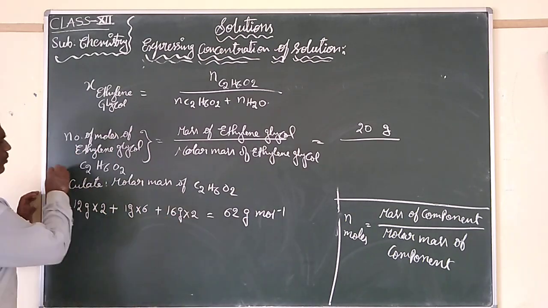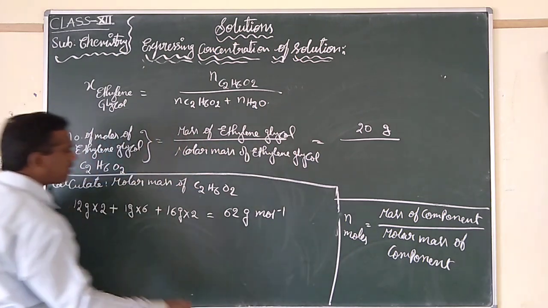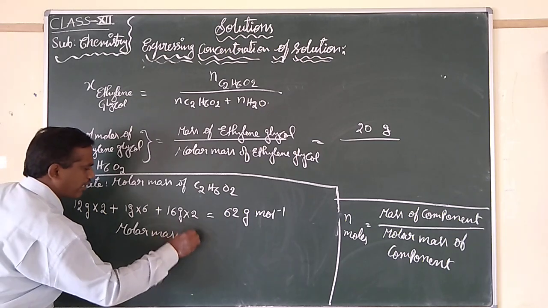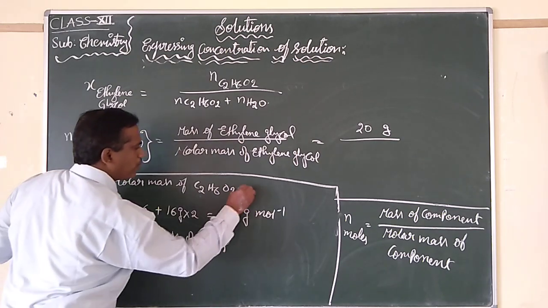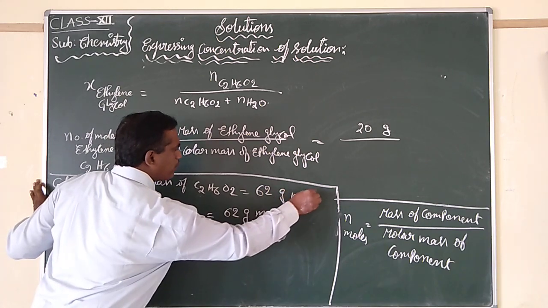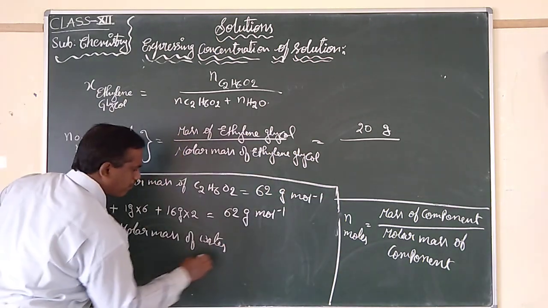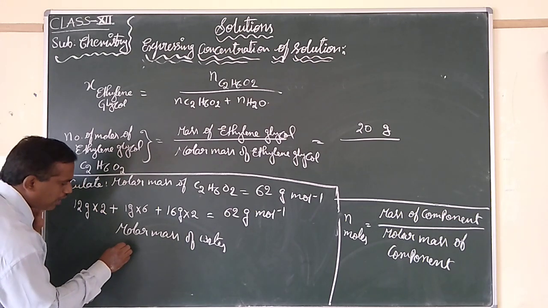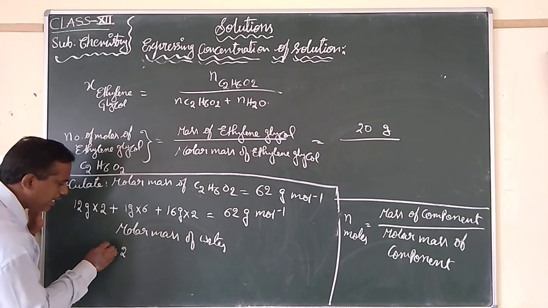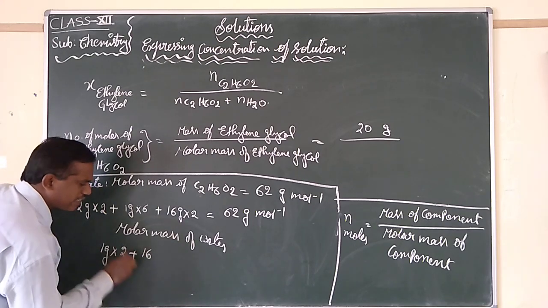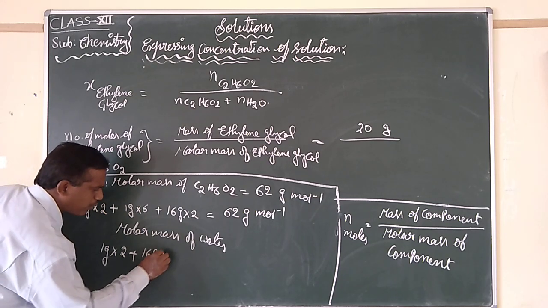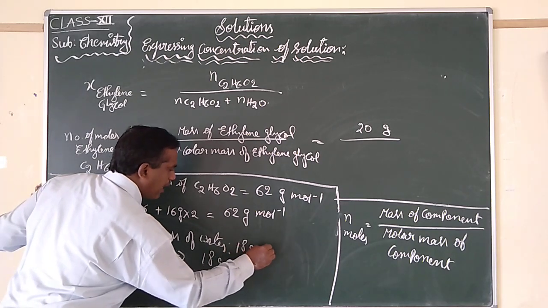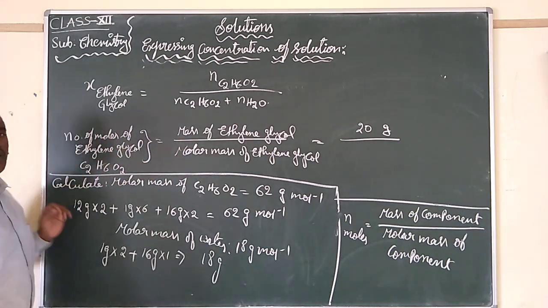So we can also find out the molar mass of water. What is the molar mass of water? What is the formula of water we have? H2O. H2O means 2 hydrogens are present, each having 1 gram. Oxygen is 16 grams into 1. So it's around only 18 grams. So these values we must calculate first before we go into the question.